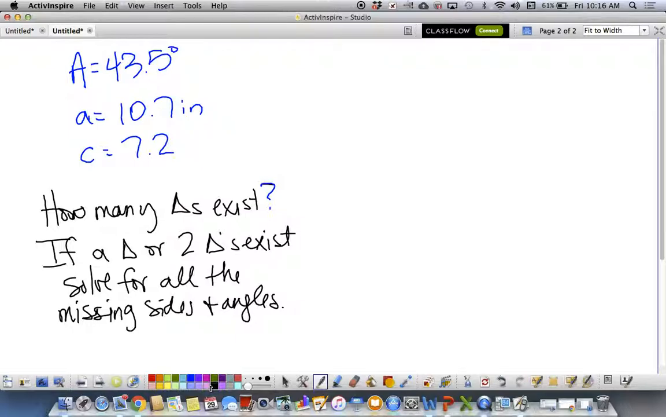So I'm asking the exact same questions. How many triangles exist? If a triangle or 2 triangles exist, solve for all of the missing sides and angles. Still starting the exact same way. And these, I typically won't draw them, because if I draw them, you get something in your brain that says there's 1 triangle there, or any of the triangles exist.